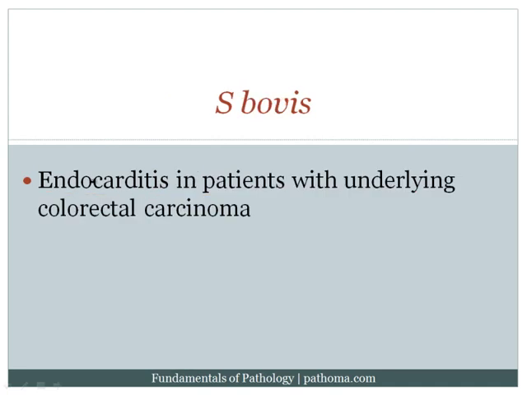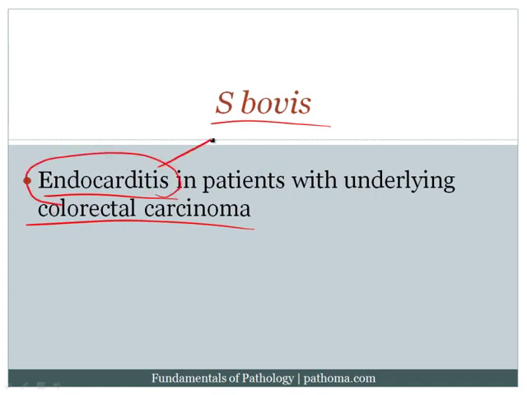Staph epidermidis is important because it is the key bug that causes endocarditis of prosthetic valves, so that's the high yield there. And Strep bovis is important because it is the key bug that causes endocarditis in patients with underlying colorectal carcinoma. Now this is very high yield for board exam purposes, even for clinics for that matter. If you have a patient with endocarditis due to Strep bovis, the next thing you need to do is check for colorectal carcinoma. And so that's a particularly important association for board examinations.